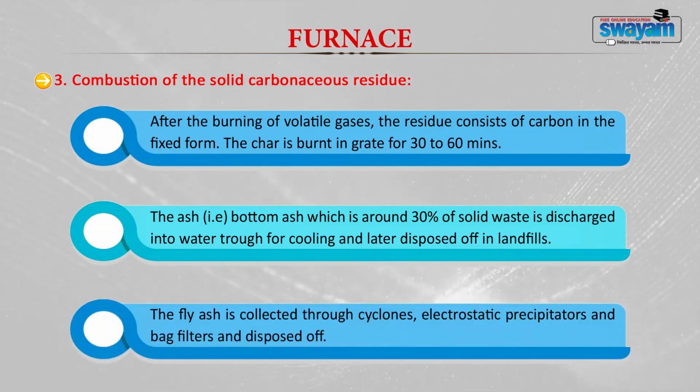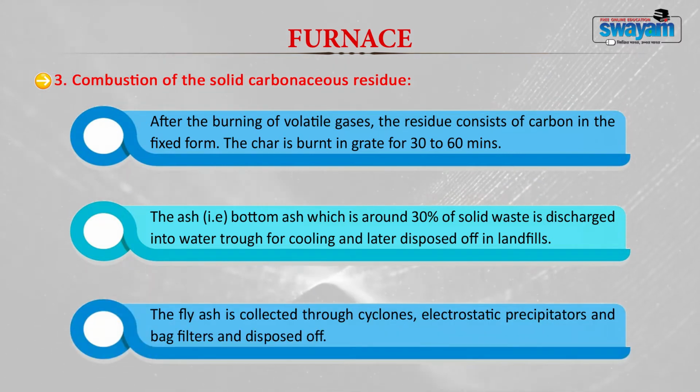The fly ash is then collected through cyclones, electrostatic precipitators or bag filters. These are nothing but air pollution control devices which are fitted onto the incinerators, and then the collected fly ash is disposed of. So, these are the 3 different stages, and what happens to your ash after these stages is also discussed here.